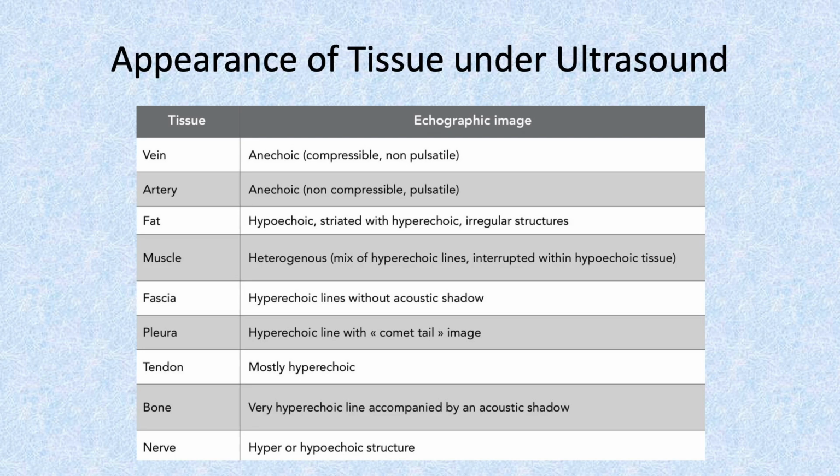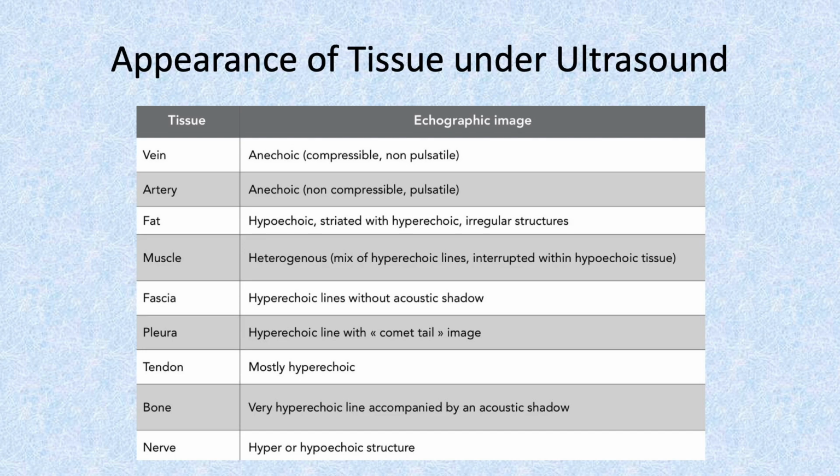A classical example is the vessels which carry blood. They're actually anechoic, meaning they conduct sound. The sound just passes through and it appears black on the screen. And we utilize other features like compressibility or pulsatility to differentiate whether the vessel is an artery or a vein.